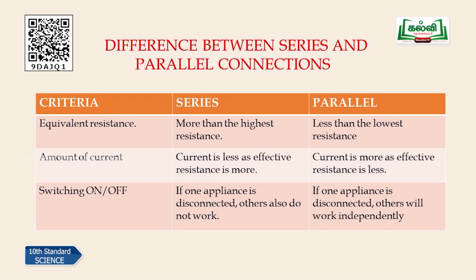According to the equivalent resistance, in series connection it is more than the highest resistance. For parallel, it is less than the lowest resistance. According to the amount of current, current is less as effective resistance is more. For parallel, current is more as effective resistance is less.